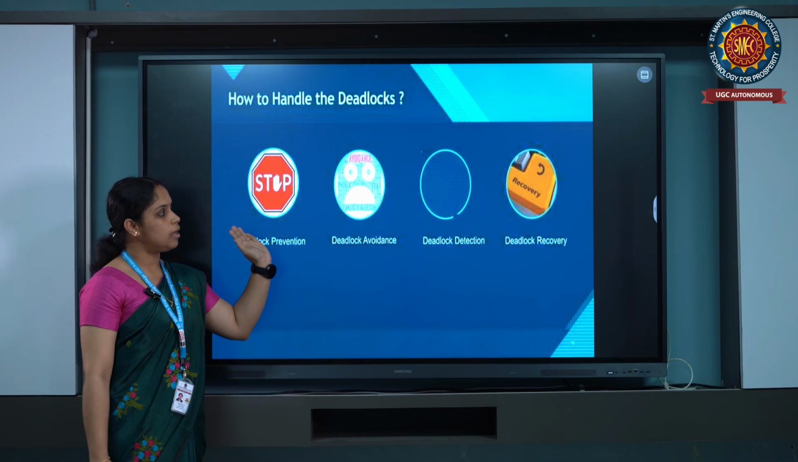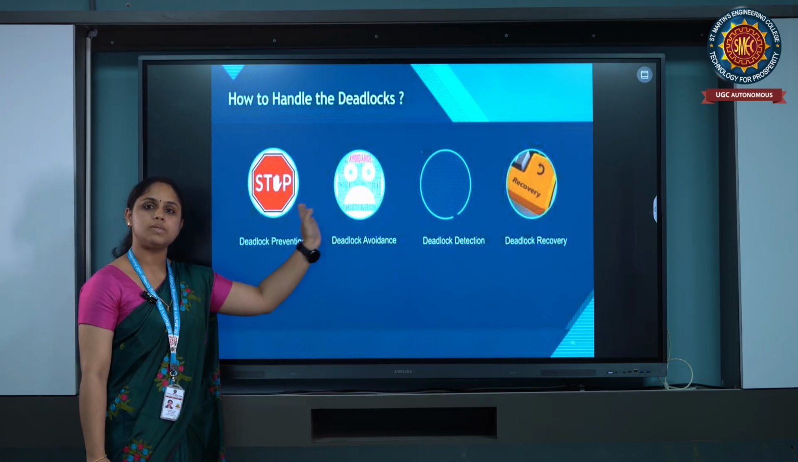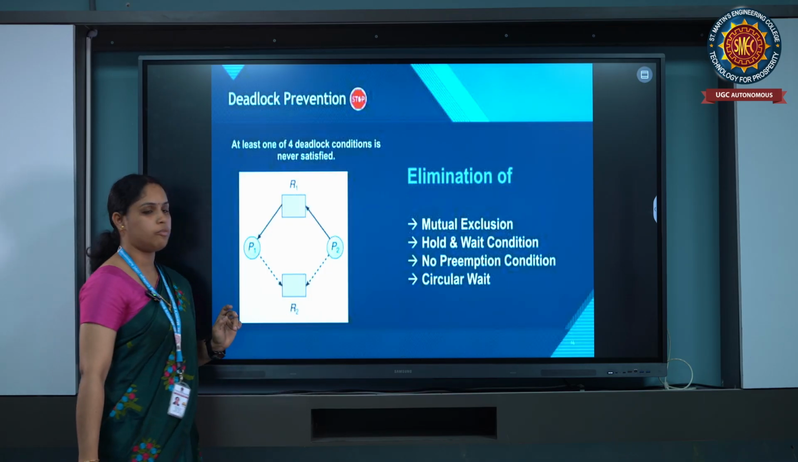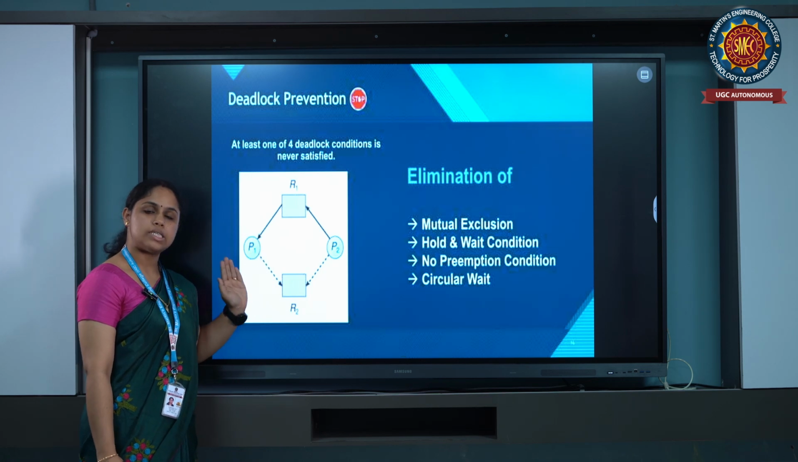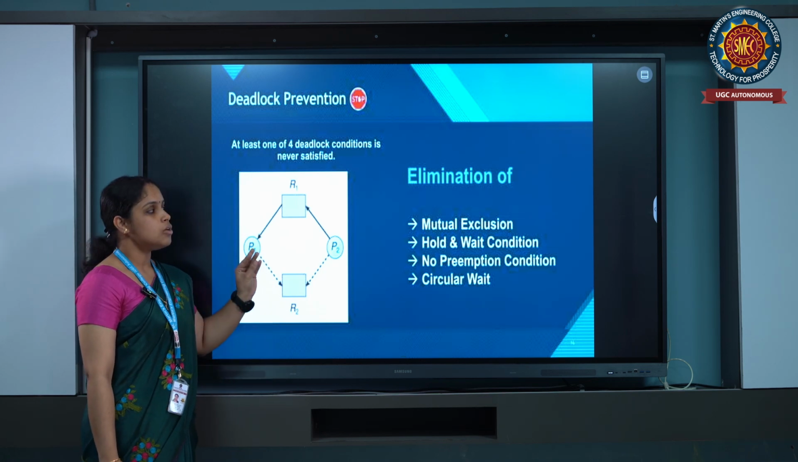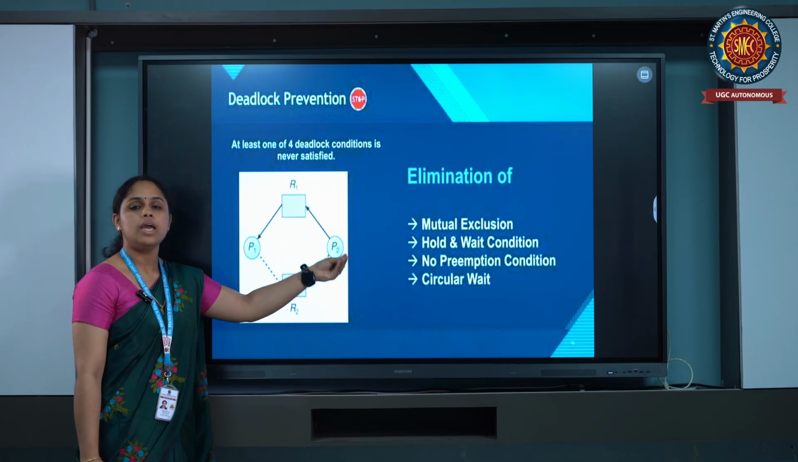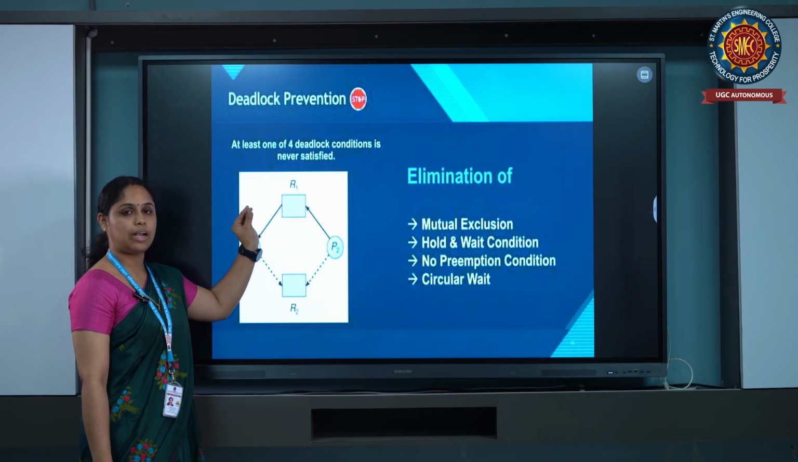Rather than deadlock ignorance, these are the four mechanisms for handling deadlocks. The first one is deadlock prevention. Deadlock prevention means, as we already discussed what the necessary conditions of deadlock are, you have to eliminate at least one of the conditions. That is the possibility of deadlock prevention.